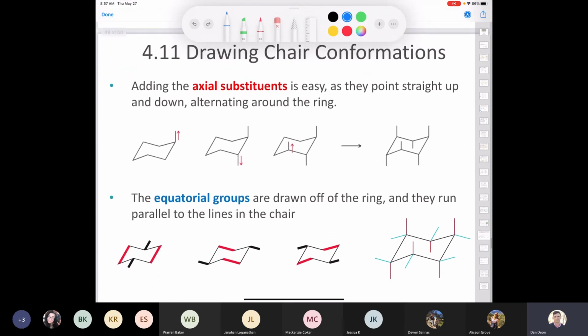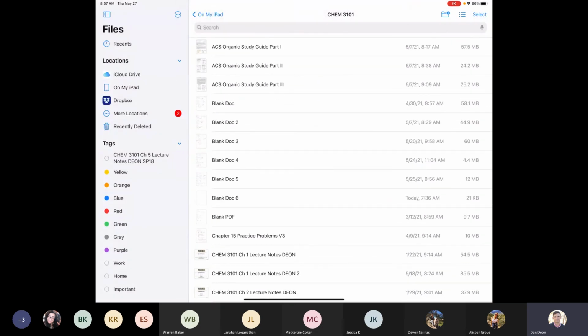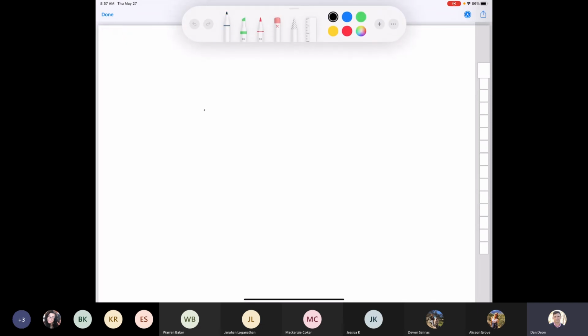So let me go over to a blank document here just for a second. Let's see here. There we go. So if I have a blank document like this, and if I draw a chair, okay, I'm going to try to draw one the best I can. I do the best that I can. All right, so draw something that looks like this. Okay, close enough. It's not the perfect chair, but it'll do. Right, that's my skill level with drawing chairs.